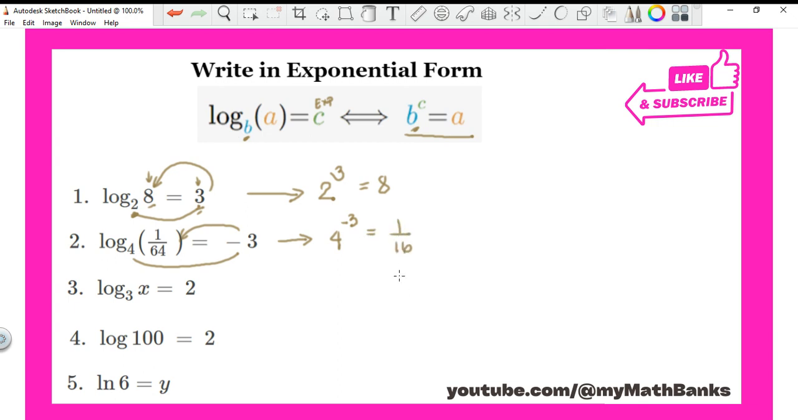Okay, let's try it again. All right, base, exponent, argument. So that would be base 3 to the power of 2 equals x. That's how simple it is.